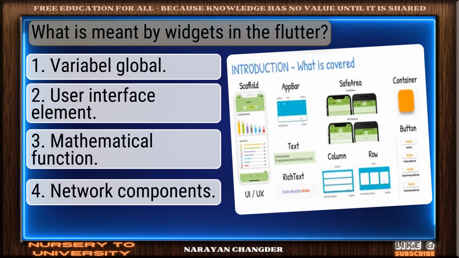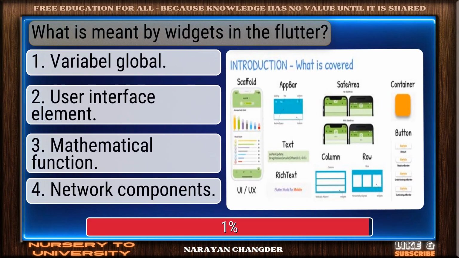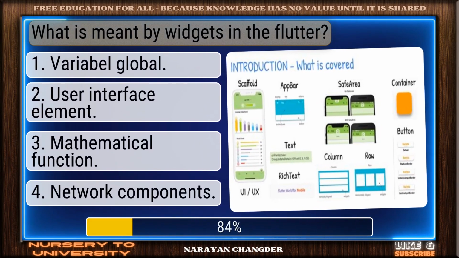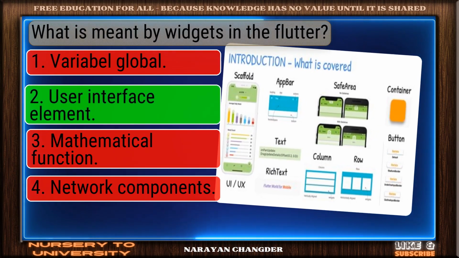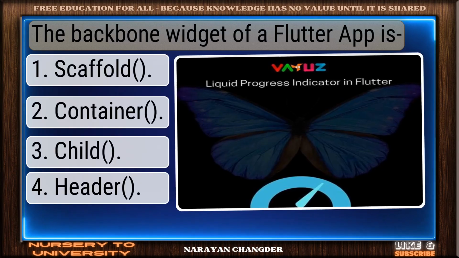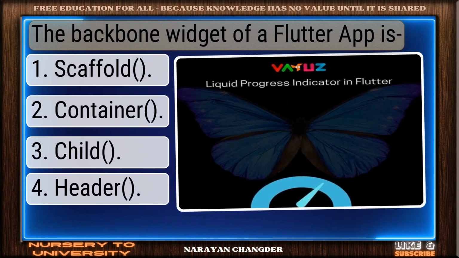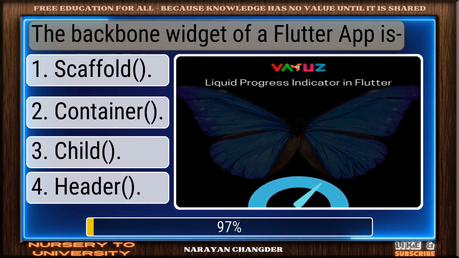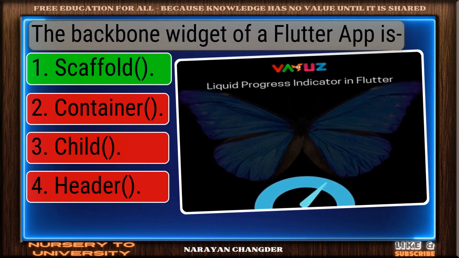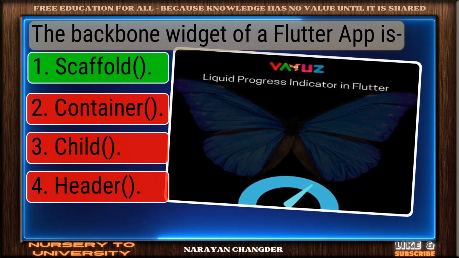Question number 29. What is meant by widgets in Flutter? You got it. Your choice, user interface element, is right. Question number 30. The backbone widget of a Flutter app is? Excellent choice. Scaffold is the right answer.